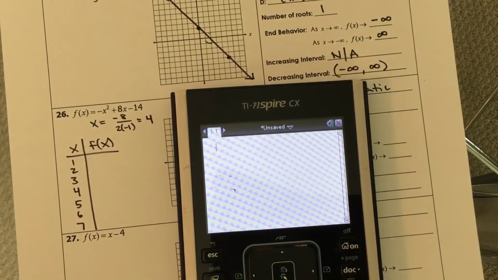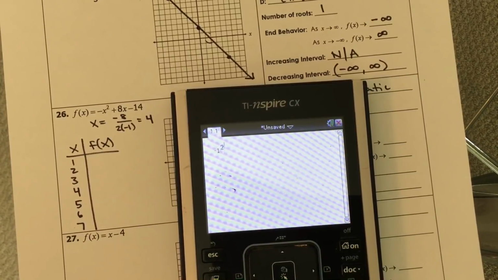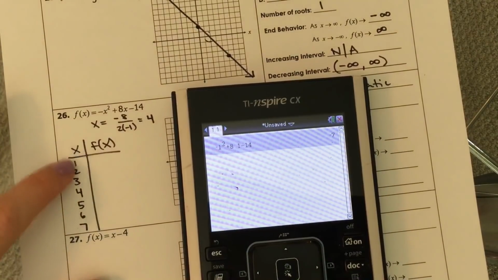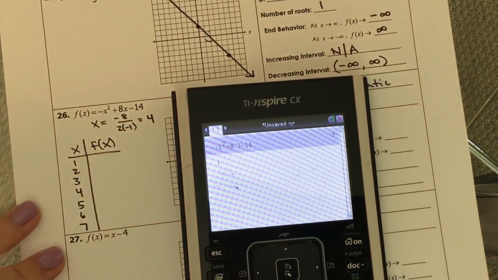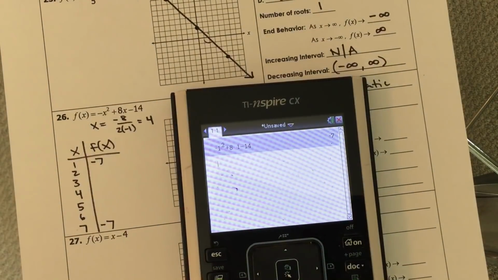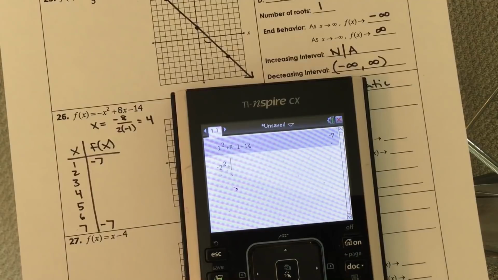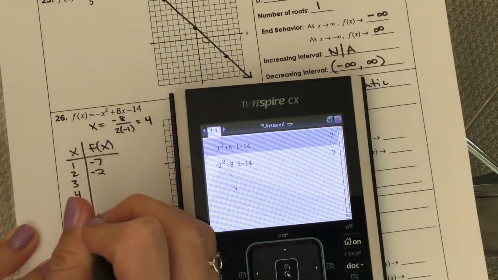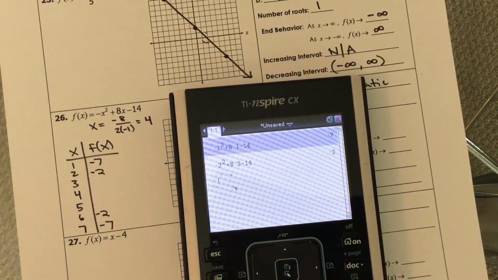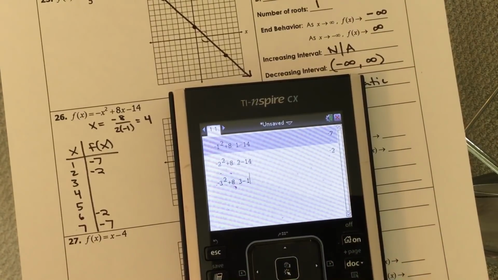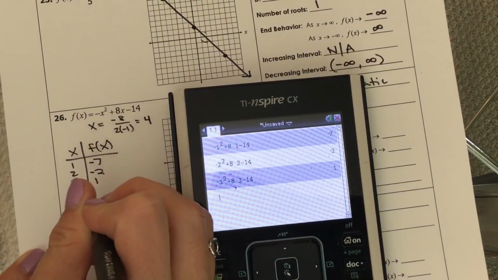So for x equals 1, we have negative 1 squared plus 8 times 1 minus 14. None of them are negative, so I don't have to be super cautious with parentheses. So this is a negative 7, and so is this. For 2, negative 2 squared plus 8 times 2 minus 14. That is negative 2, and so is this. For 3, negative 3 squared plus 8 times 3. Sorry, not negative 3. The negative is from the formula. Minus 14 is 1, and so is this.